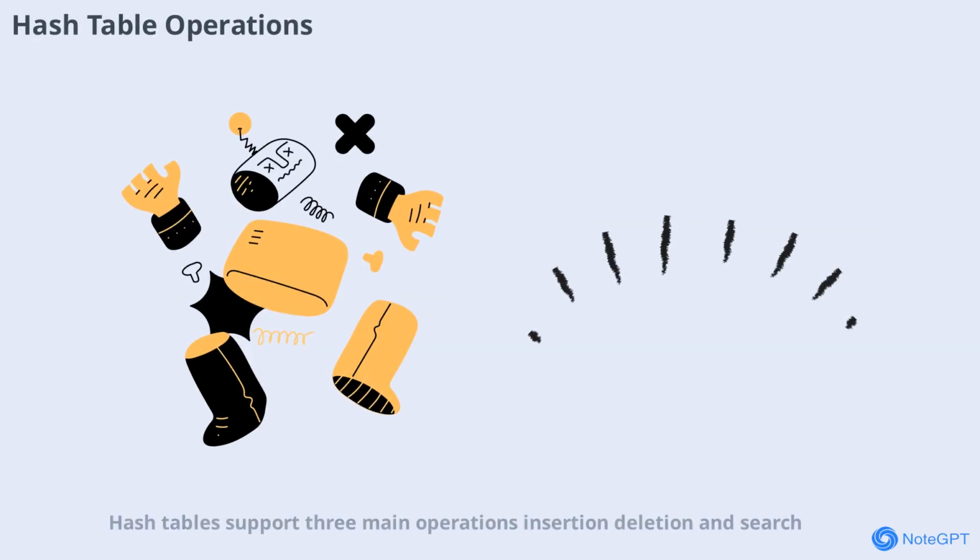Hash tables support three main operations: insertion, deletion, and search. Insertion adds a new key-value pair, deletion removes a pair, and search finds the value for a given key. Thanks to the hash function, all these operations can be performed very quickly, often in constant time. This makes hash tables ideal for applications where speed is critical. Let's look at each operation in more detail, starting with insertion.